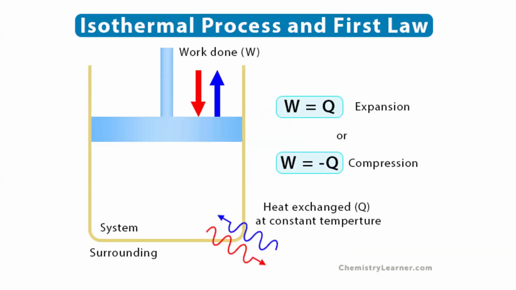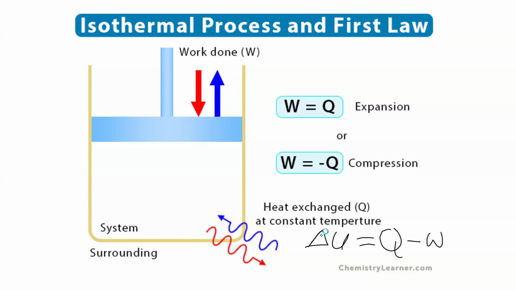And then the next thing is the isothermal process and the first law of thermodynamics. Remember that the first law of thermodynamics says that energy can neither be created nor destroyed during a chemical process or chemical reaction. So the first law of thermodynamics shows a relationship for the internal energy: delta U is equal to Q minus W.